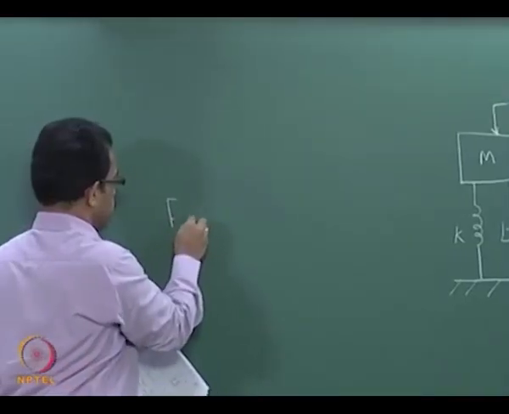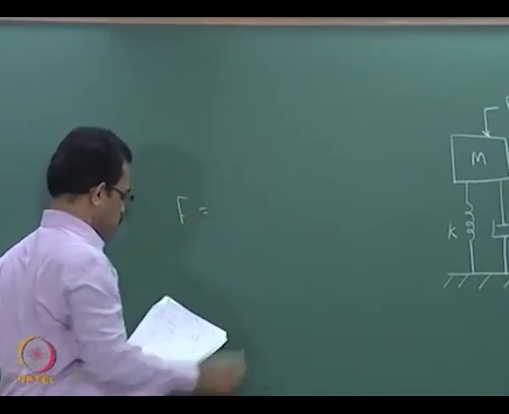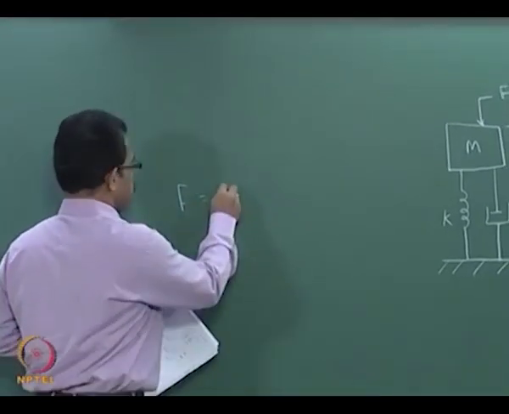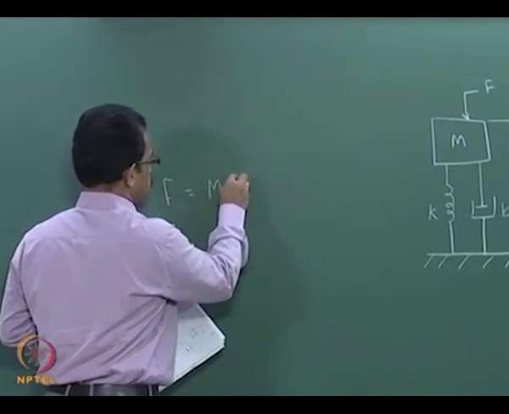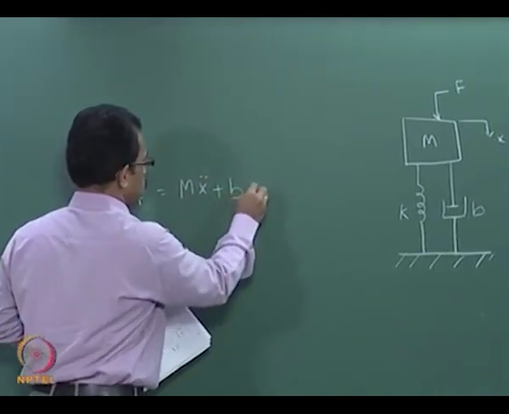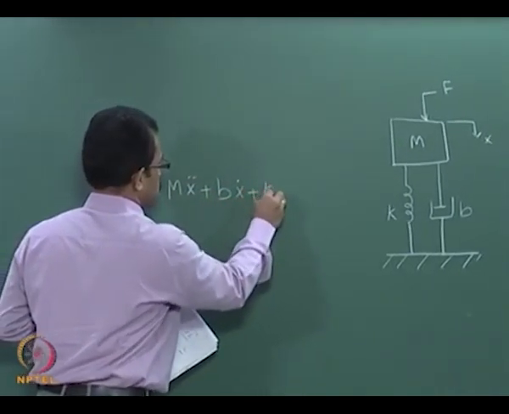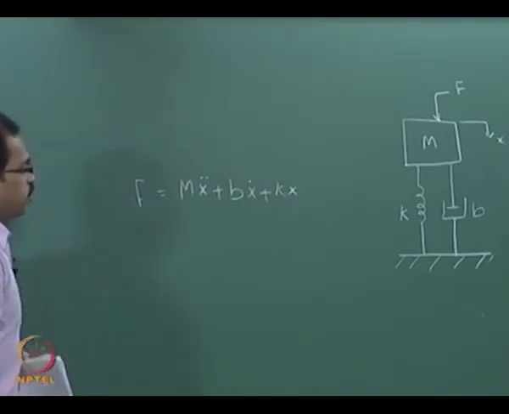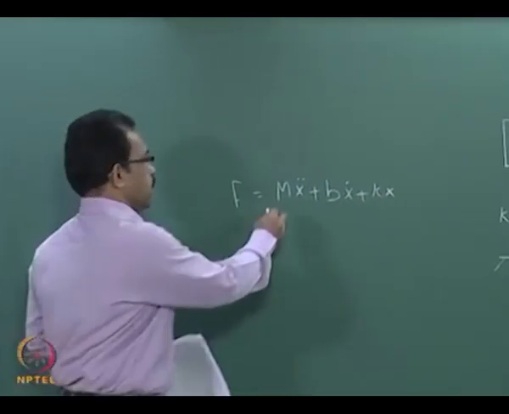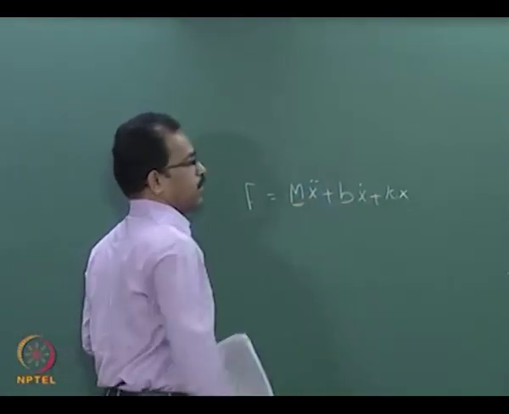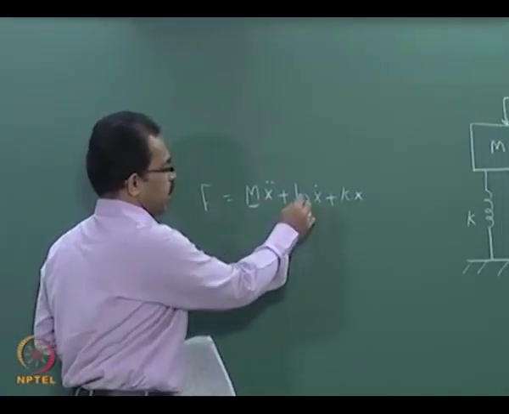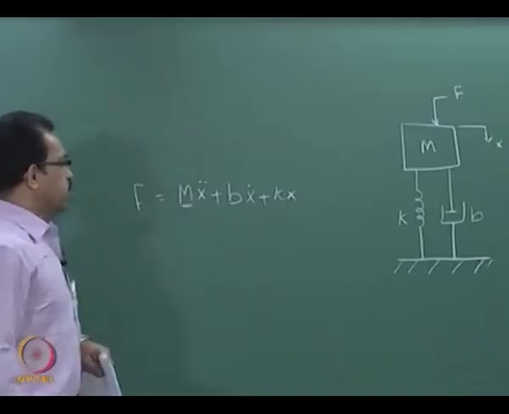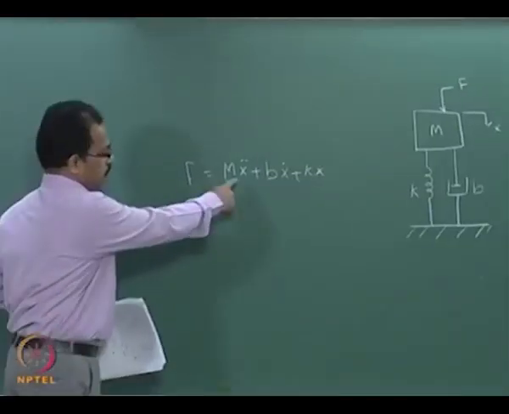So we have force F equal to m x double dot plus b x dot plus k x, where x is the displacement of the mass, m is the mass of the body, b is the damping parameter and k is the stiffness. This is a time domain relationship.